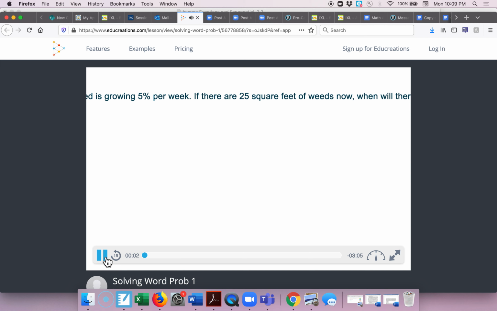Let's look at this scenario, guys. We have a weed that's growing 5% per week. There's 25 square feet of weeds right now, and we want to know when will there be 28 square feet. So first we need a function. We'll call it W of x because it's weeds.